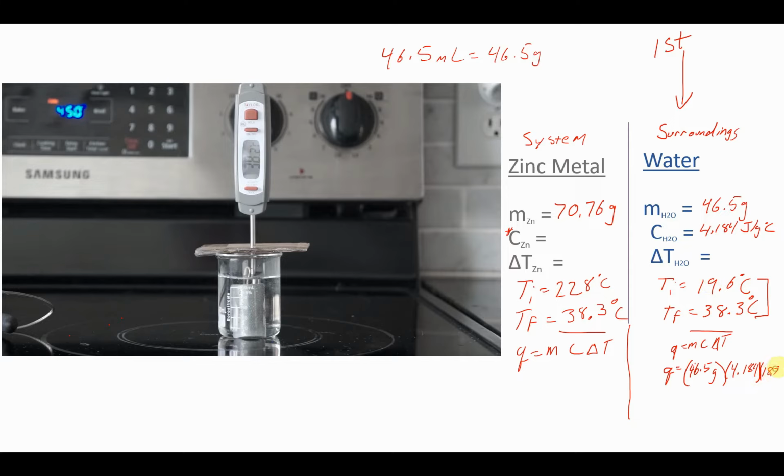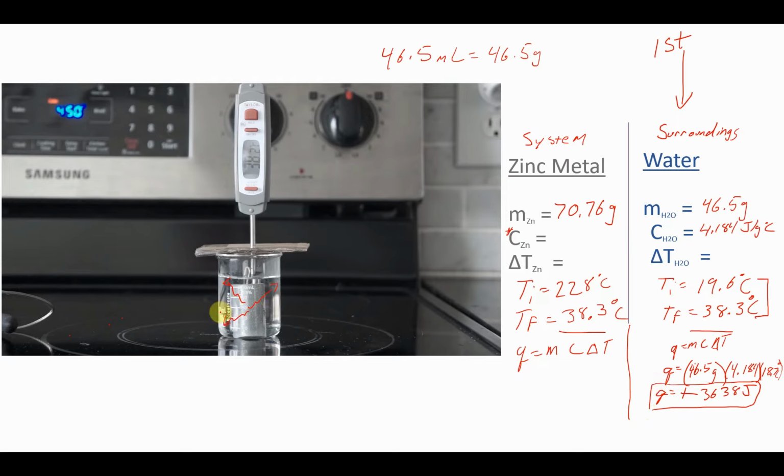18.7 degrees Celsius. It should be positive. Let's see if I can fit a parentheses. Should be positive because it went up in temperature. Now, if I multiply those three together, I get Q, the amount of heat absorbed by the water is positive 3,638 joules of energy. That's how much heat the water absorbed. So the heat went out of the block and into the water.